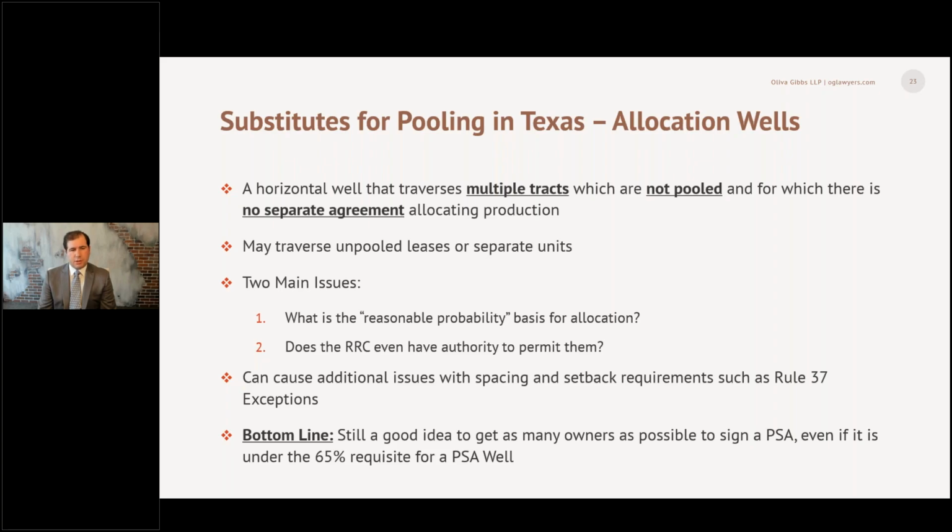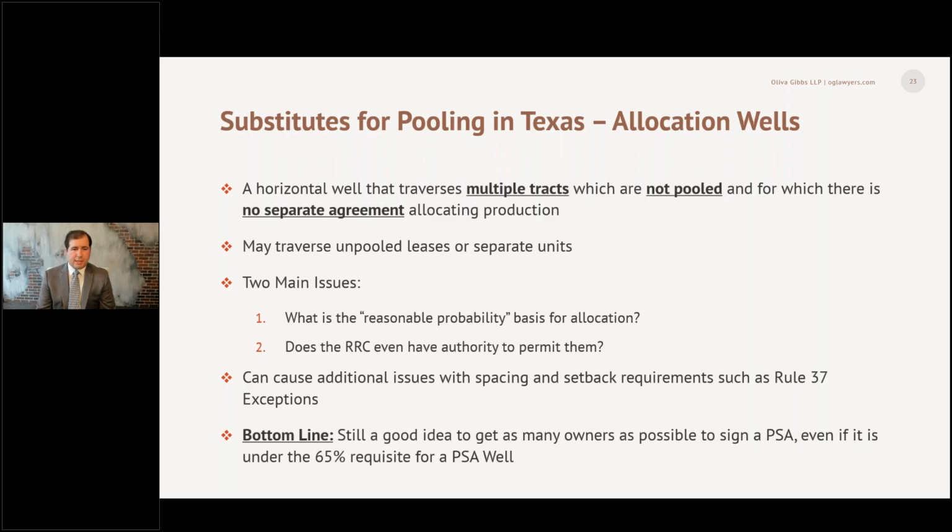Two main issues with an allocation well: you're not agreeing ahead of time on how you're going to allocate production. And so under that standard of reasonable probability of allocating production, what is a reasonable probability basis for allocation? Courts haven't necessarily set that. Also, does the Railroad Commission even have the authority to permit them? That's come up as well. There's been a lot of court cases, one in particular, about whether the Railroad Commission even has authority to permit allocation wells.